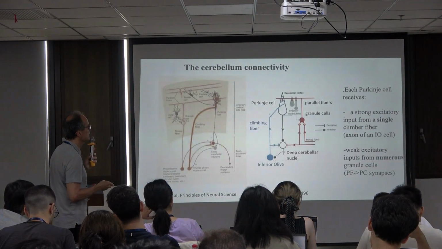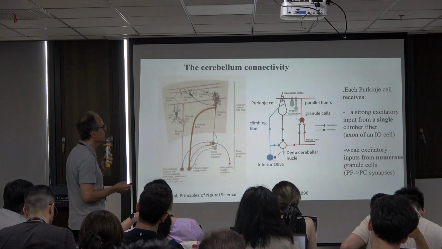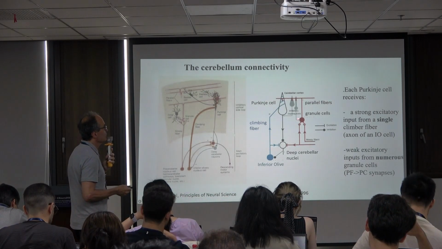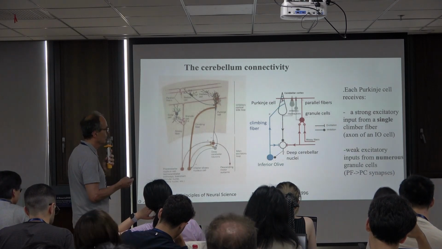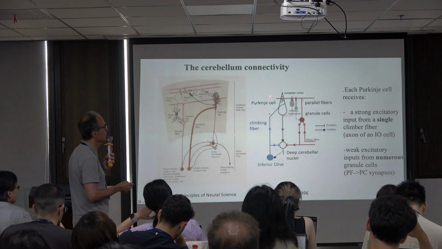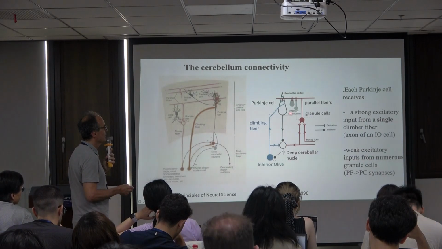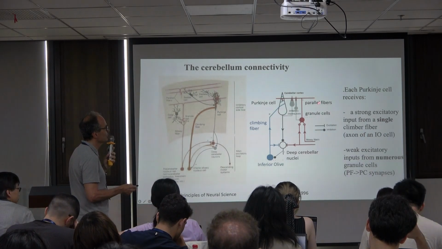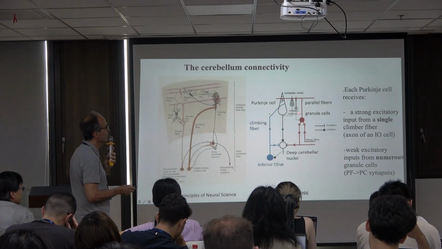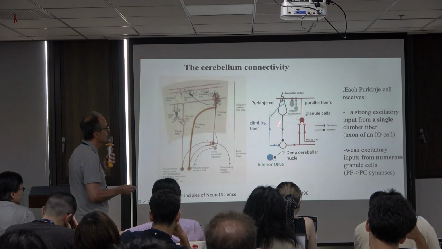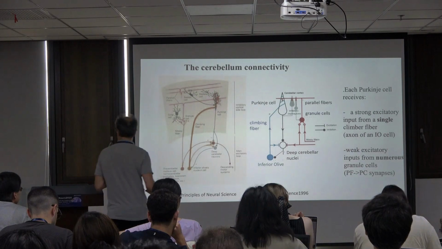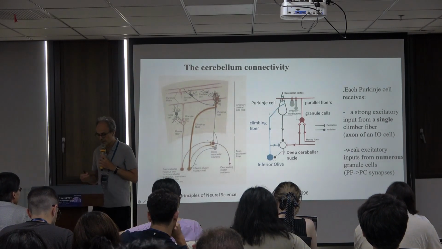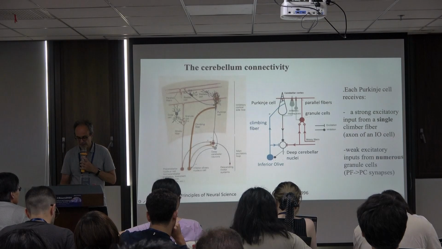Okay, so that's basically the anatomy. So again, each Purkinje cell receives a very strong input from the climbing fiber and very many small inputs from the parallel fibers. We have the granule cell and here the deep cerebellum. So that was anatomy.